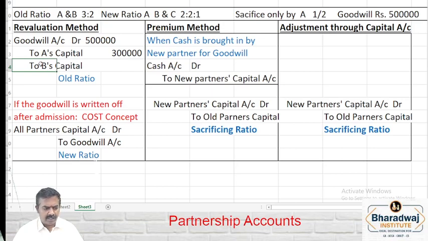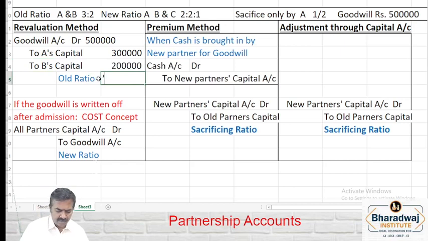The goodwill earned by the firm is transferred to the old partners in the old ratio: 3 lakhs and 2 lakhs. What is the old ratio?